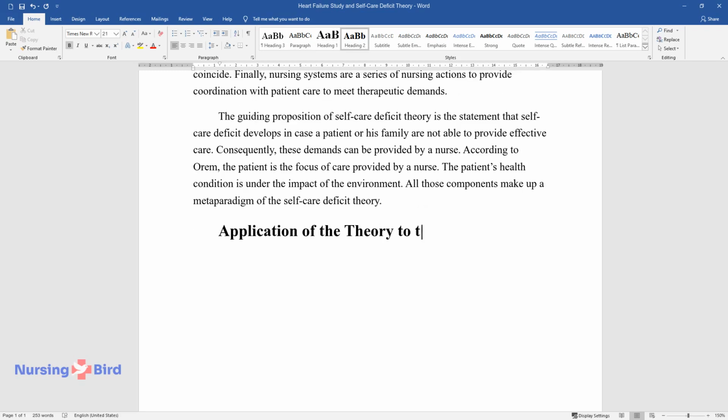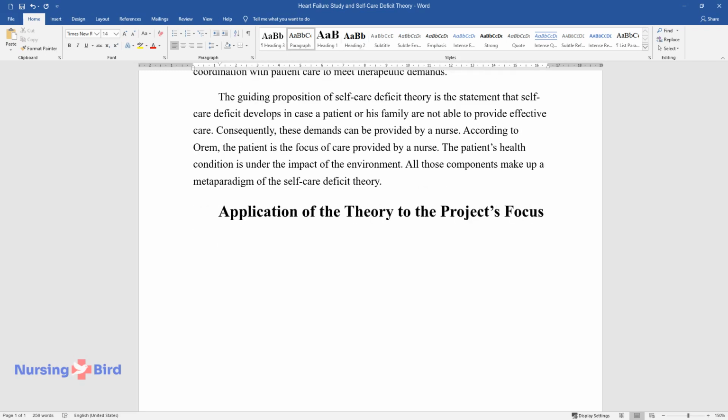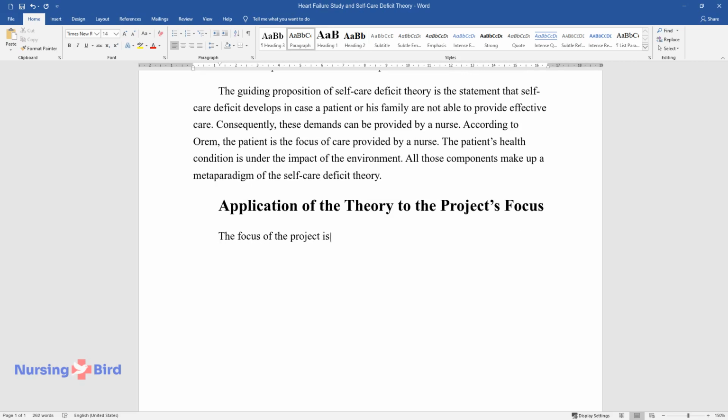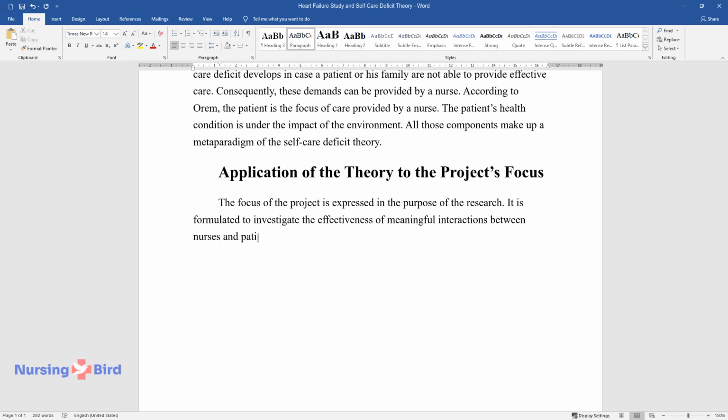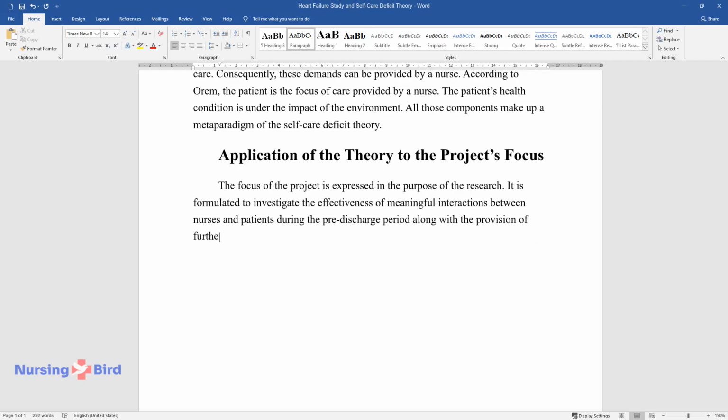Application of the theory to the project's focus. The focus of the project is expressed in the purpose of the research. It is formulated to investigate the effectiveness of meaningful interactions between nurses and patients during the pre-discharge period along with the provision of further caregiving. Self-care deficit theory applies to the objectives of this project.